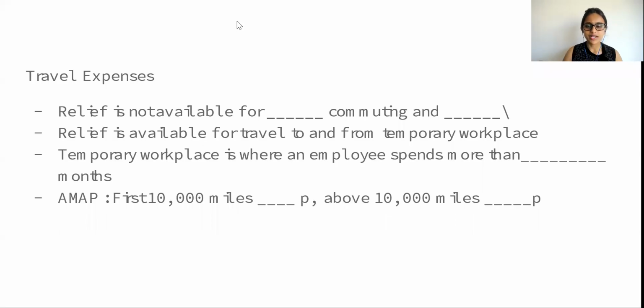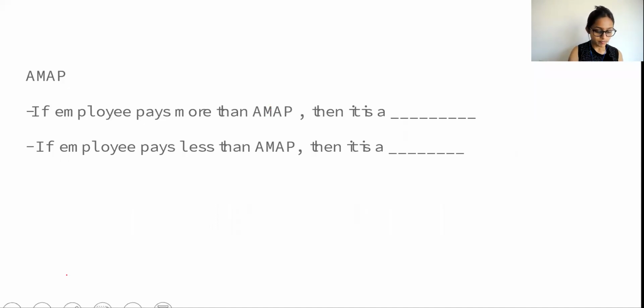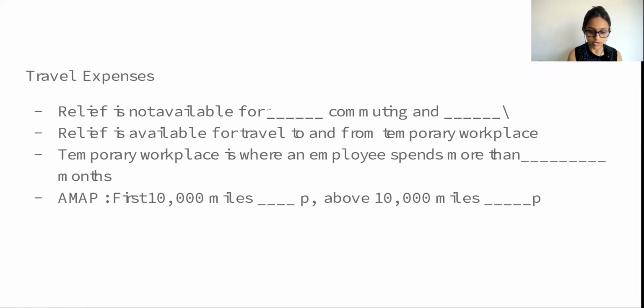Now, when it comes to travel expense, how do you know whether or not you can reduce something as travel expense? One main rule is that if the traveling was done exclusively for the purpose of employment, it is an allowable deduction. But there are certain rules to look into. Relief is not available for ordinary commuting and private travel.